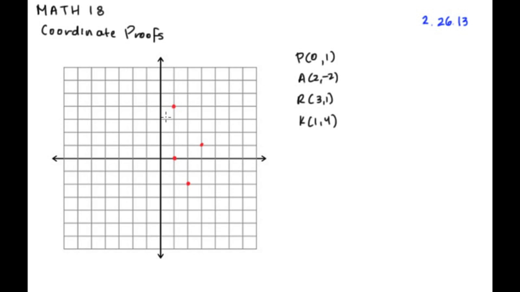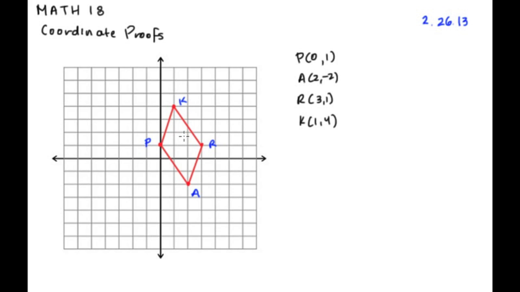This is supposed to be the graph. Hold on. Alright, this is (0, 1). Anyways, so let's just connect that with a line here, here, here, and here. And what are these points? This is P, A, R, K, and this is a quadrilateral.